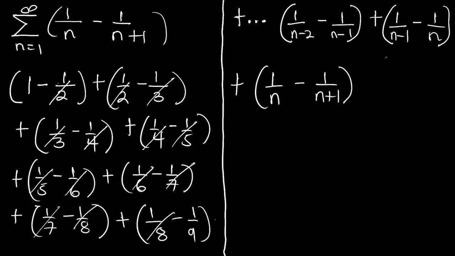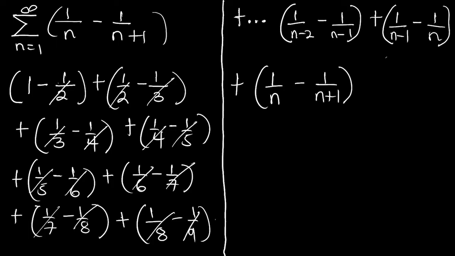So the next term is going to be what? 1 over 9 minus 1 over what? 10. So this negative 1 over 9 will cancel this positive 1 over 9. You have to know that it will keep cancelling each and every term till the terms that are going to be left out. Let me erase this. So everything is going to cancel out.